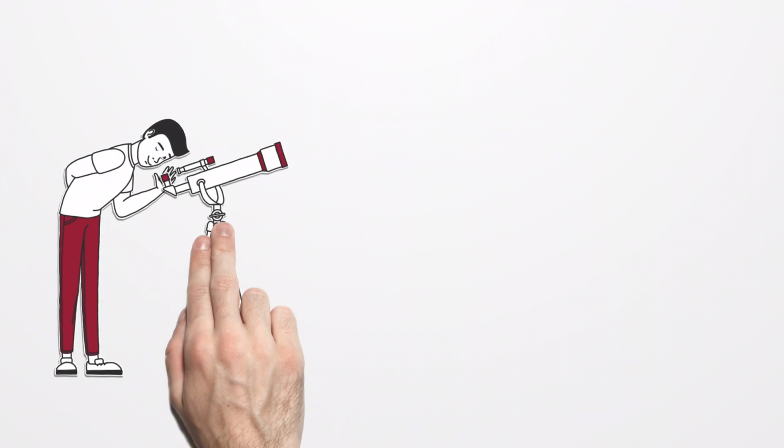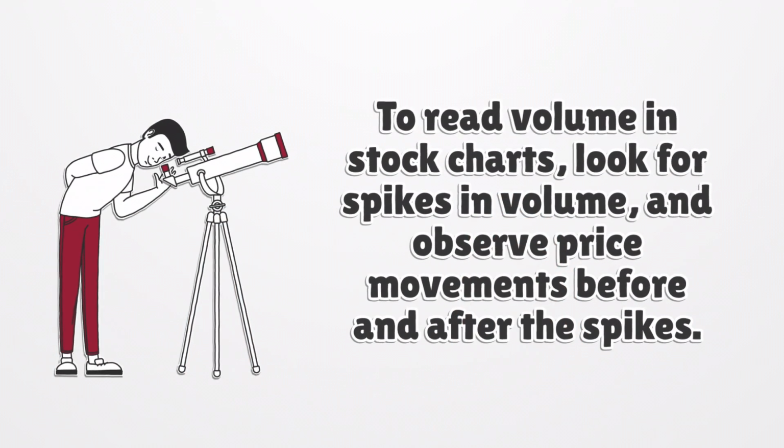To read volume in stock charts, you need to evaluate the stock price trend, look for spikes in volume, and observe price movements before and after the spikes. Identifying volume surges can help you understand supply and demand dynamics, making it easier to identify potential winning stocks and make informed trading decisions.